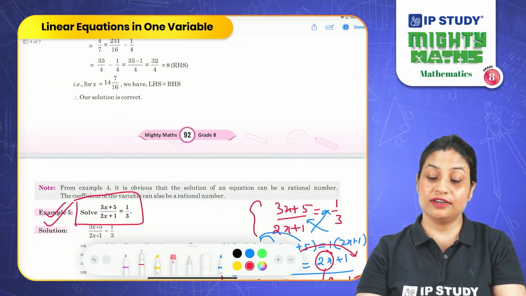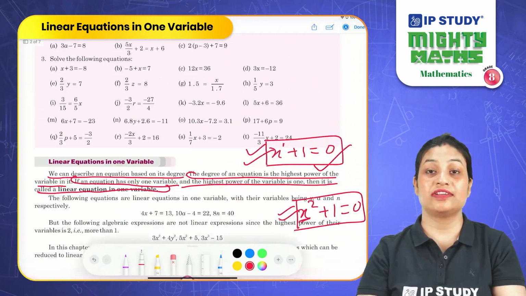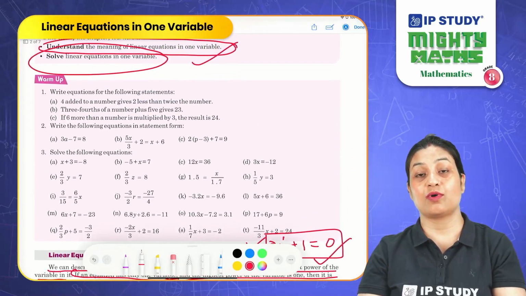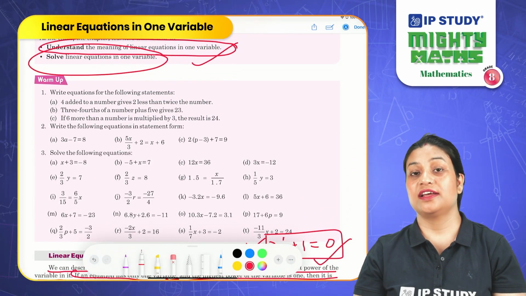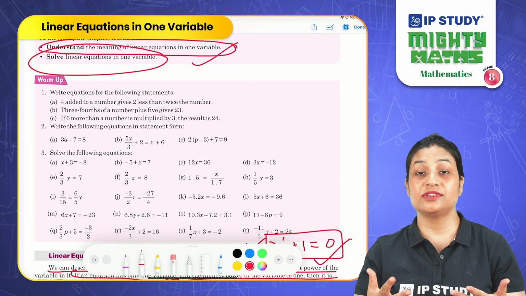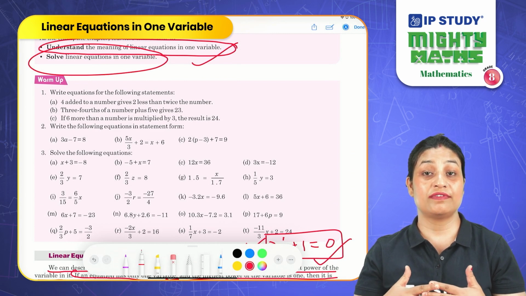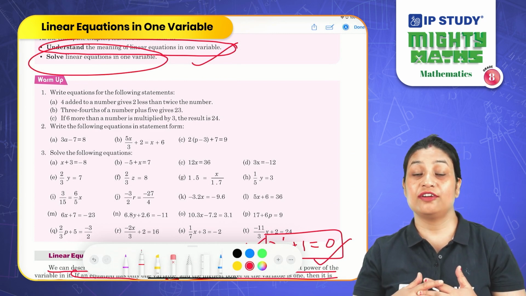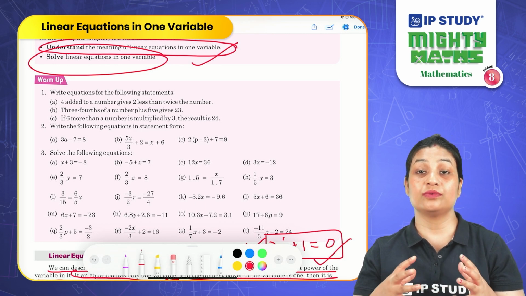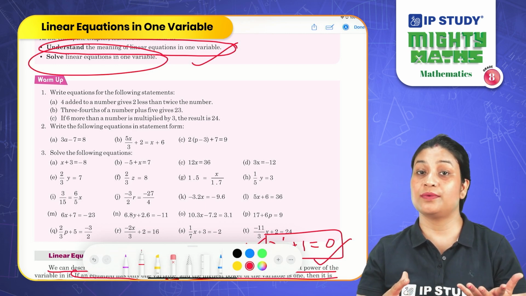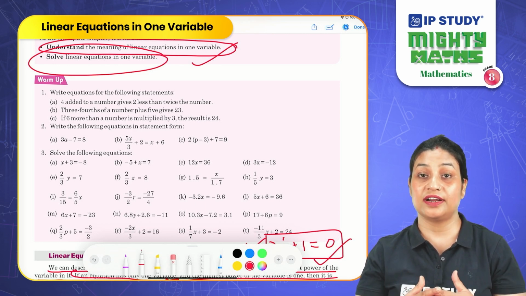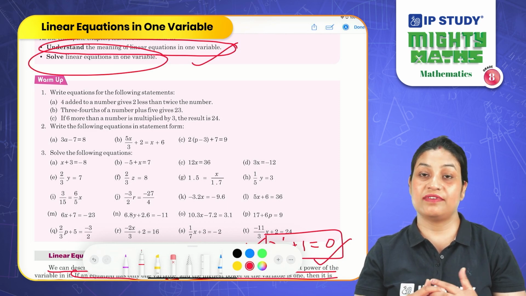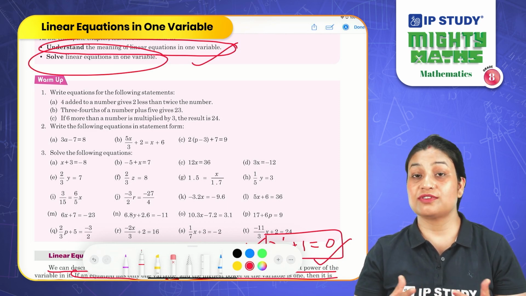So dear student, in this lecture, we first discussed what a linear equation is. Then we discussed several rules in order to find the value of an unknown in a linear equation. And towards the end of the chapter, we discussed how to solve a complex linear equation using the rules that we have studied, right? I hope these topics are very clear to you. So this is all for this lecture.